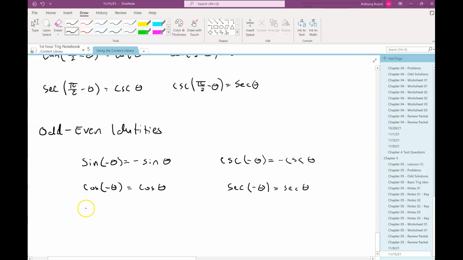And tangent, when we graphed that, we noted that was odd as well. So we can say tangent of negative theta is equal to negative tangent theta. And again, if that's true for tangent, it should be true for its reciprocal. So we can say cotangent of negative theta is equal to negative cotangent theta.